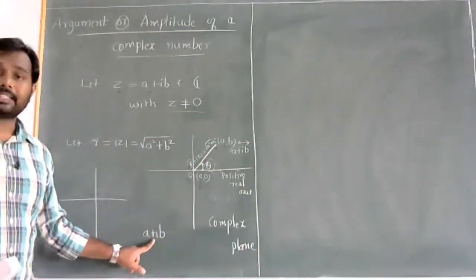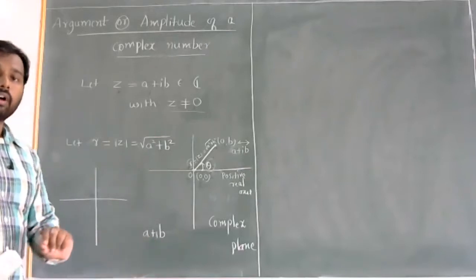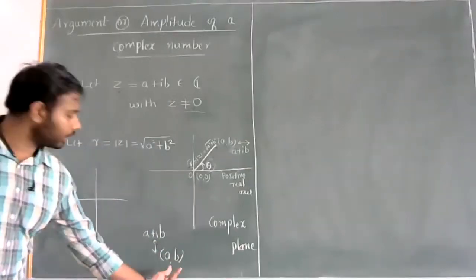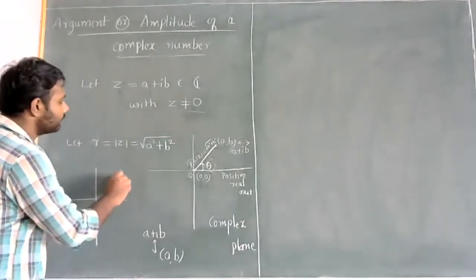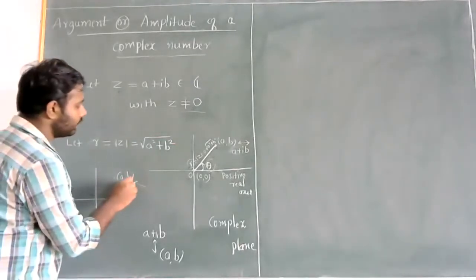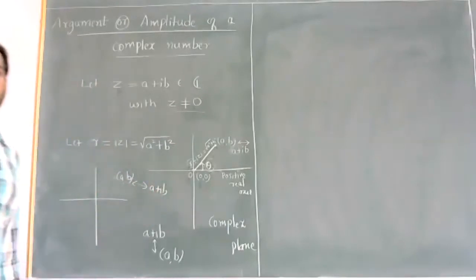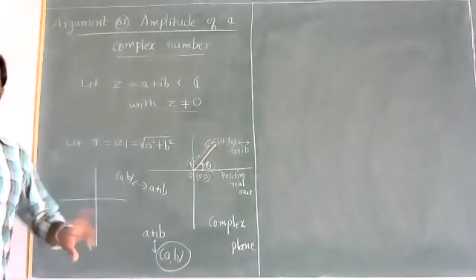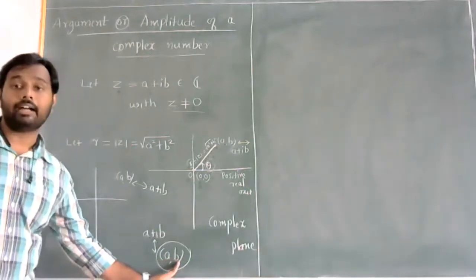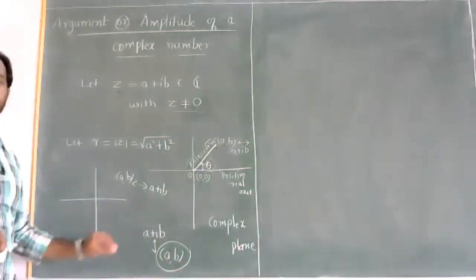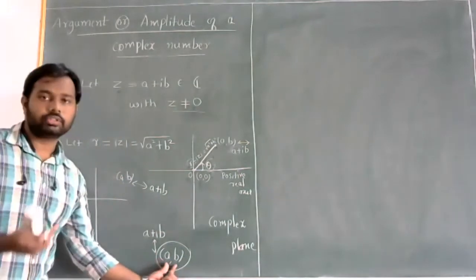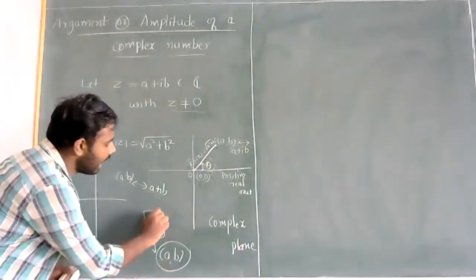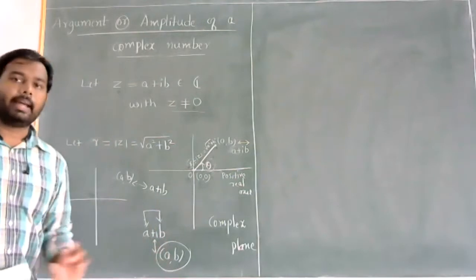Initially, to identify the complex number a plus ib, we wrote the corresponding ordered pair and marked that point on the plane, and that was the corresponding complex number. So to identify complex numbers on the plane, we were using the ordered pair of real numbers a and b, where a and b were the real and imaginary parts of the complex number a plus ib.